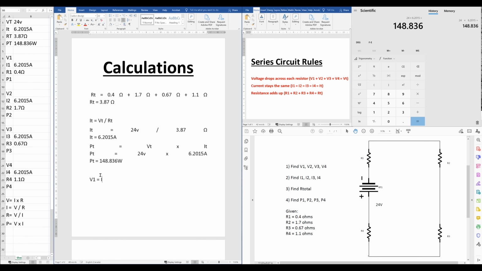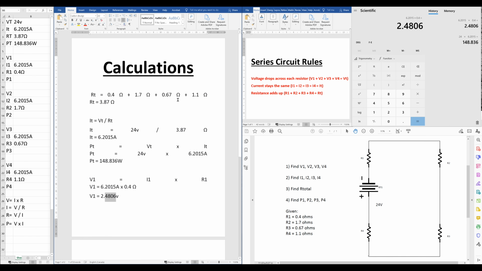V1 using Ohm's Law would be I1 times R1, V1 being unknown, I1 being 6.2015 amps, times an R1 value of 0.4 ohms. Now you can see how easy it is to pull these when they're just right there in your chart, right? Leaving us with a V1 value of 2.4806 volts.